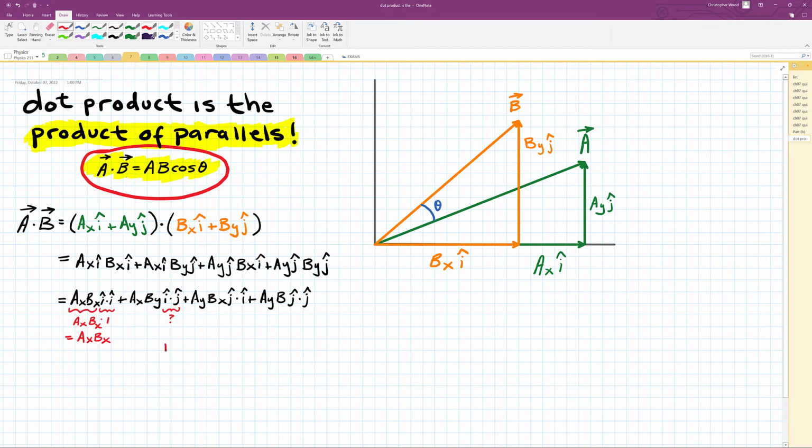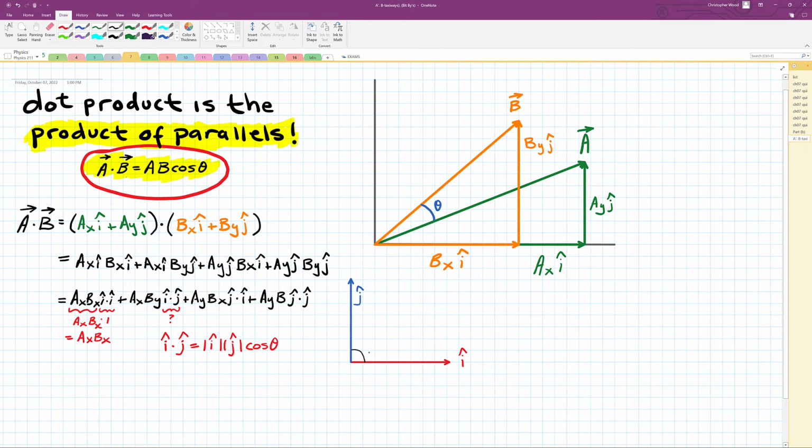Let's move on to the next term, ax times by, i hat dot j hat. What is i hat dot j hat? Same approach. i hat dot j hat is equal to the magnitude of i hat, which is 1, times the magnitude of j hat, which is 1, times the cosine of theta. Here's a red unit vector i hat. Here's a blue unit vector j hat. You can see they're perpendicular to each other by definition.